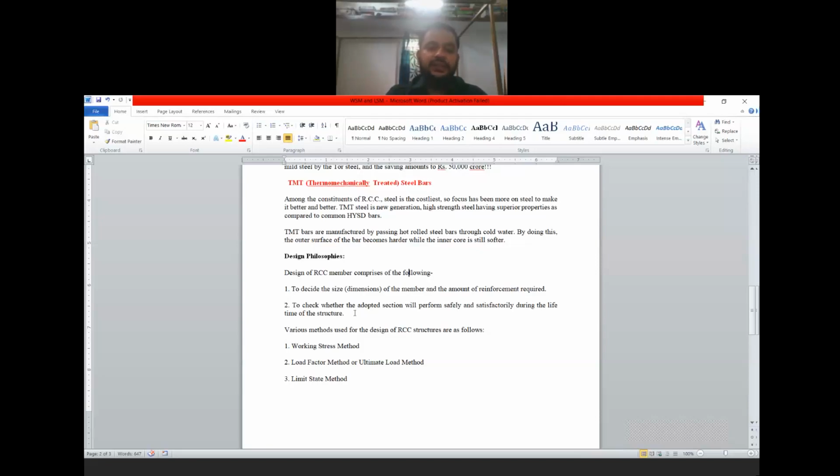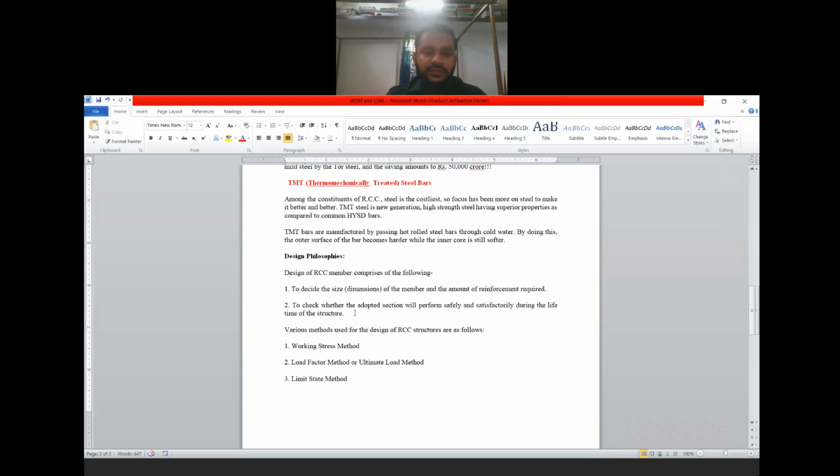These are very important. The first method is known as the working stress method. The second method is known as the load factor or ultimate load method. And the third method is known as the limit state method. So these are the various methods by which we can design RCC structures.